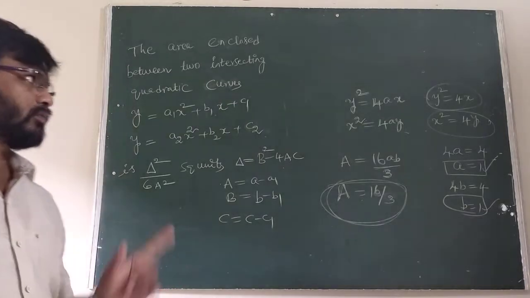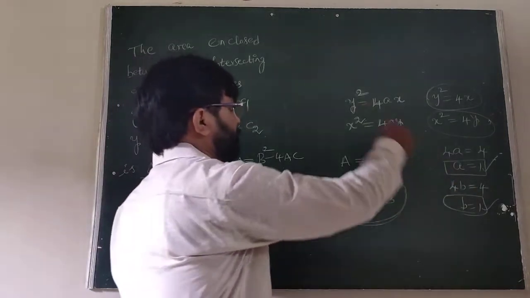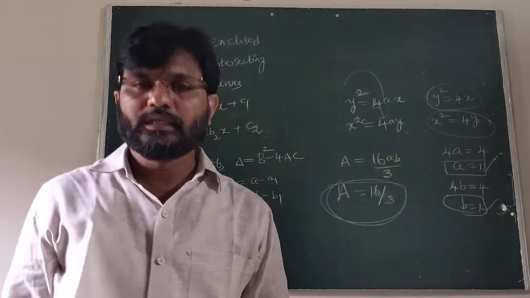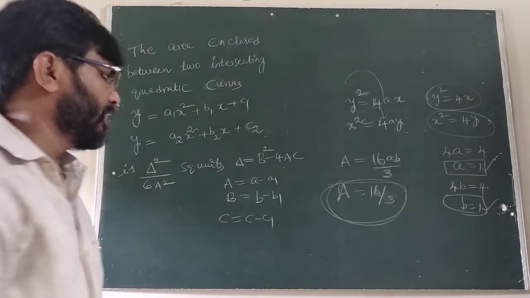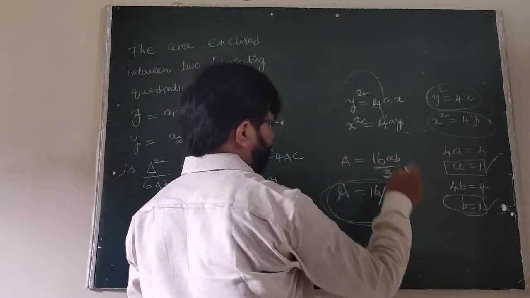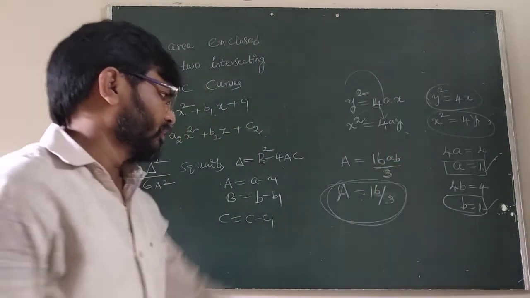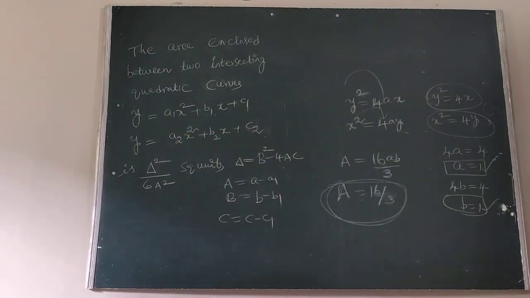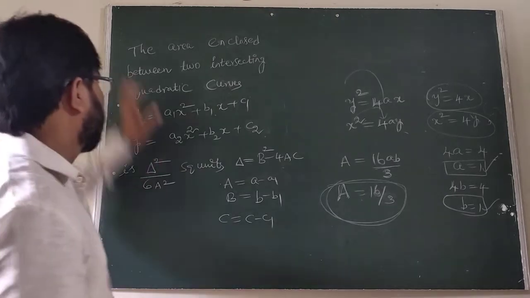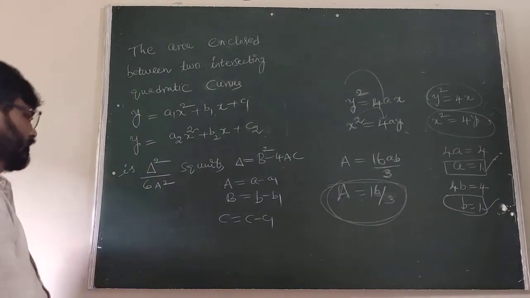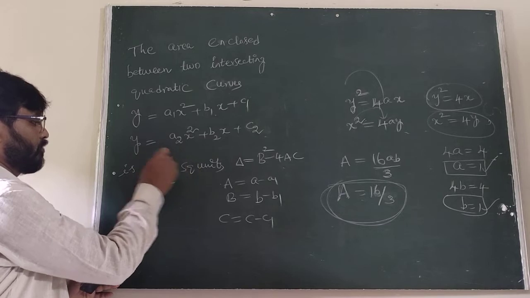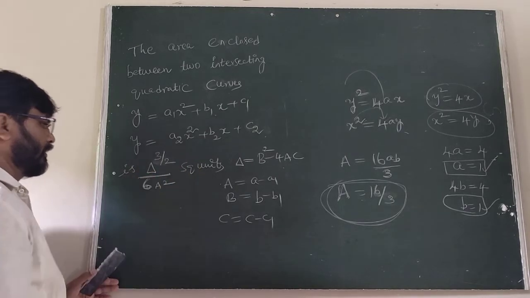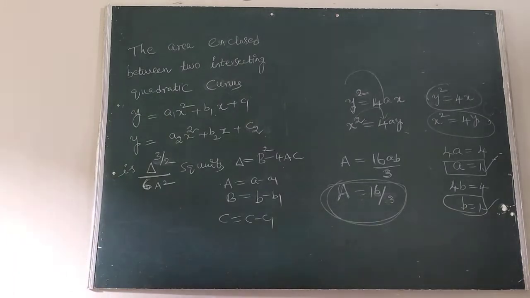So, when the curves are in the form of y square equal to 4ax and x square equal to 4ay, directly we can write the area is 16ab by 3. This is also one of the important ones. Now today these model types, this is a very important form, delta power 3 by 2 by 6a square.